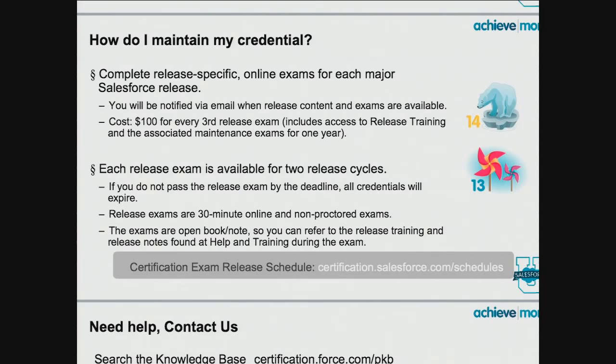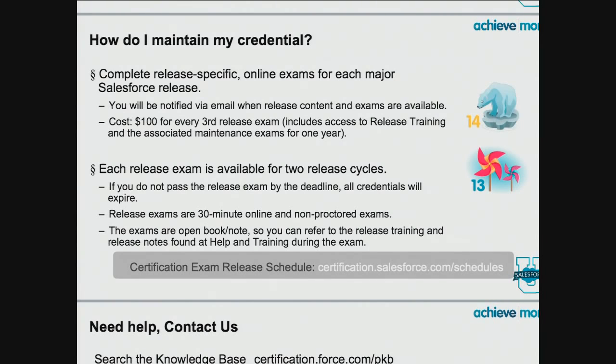And the $100 is per track, administrator versus developer. So if you have the administrative certification and then you get the advanced administrator certification, it doesn't cost you $200 to maintain the admin track. It's just $100. So whether you're the main level or the advanced level, it's the same thing. But if you were to maintain admin and developer, then it's $200.